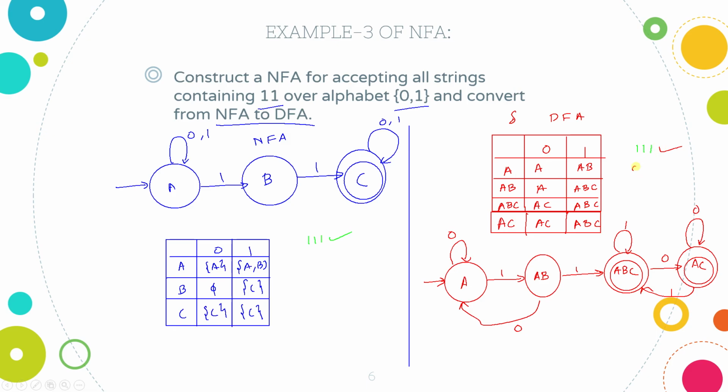What about a string like 0, 1, 1, 0? Let's try this string. So you are in state A, you get a 0, you are still in state A. You get a 1, you go to state AB. You get another 1, you go to state ABC. You get a 0, you go to state AC. Are you in a final state? Yes. So this string is also accepted. Okay, so this was the third example of converting an NFA to DFA.